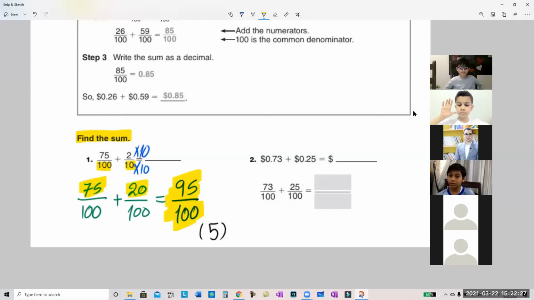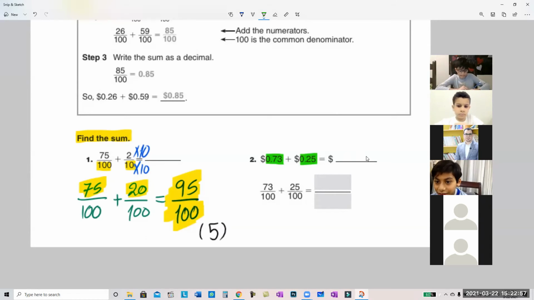Okay, I need Faris Salamin now. Okay, Faris, now we have 0.73 of a dollar plus 0.25 of a dollar. So how can we add them together? First we have two ways.